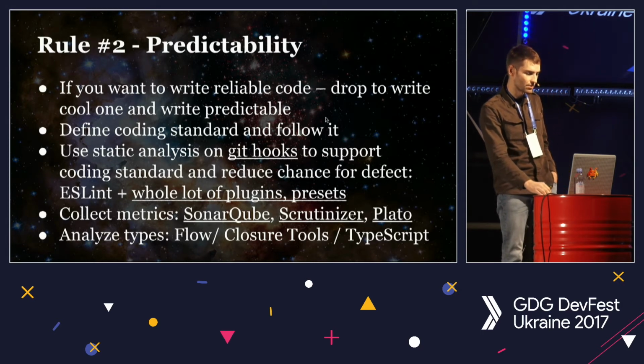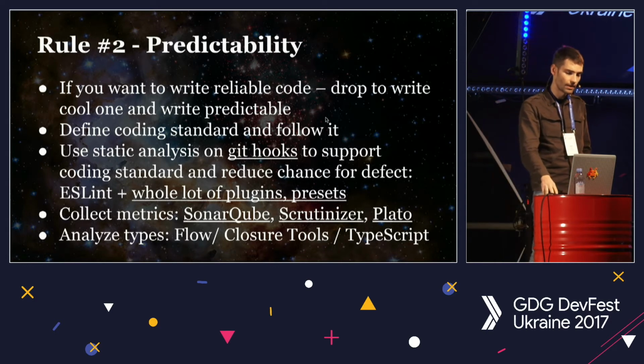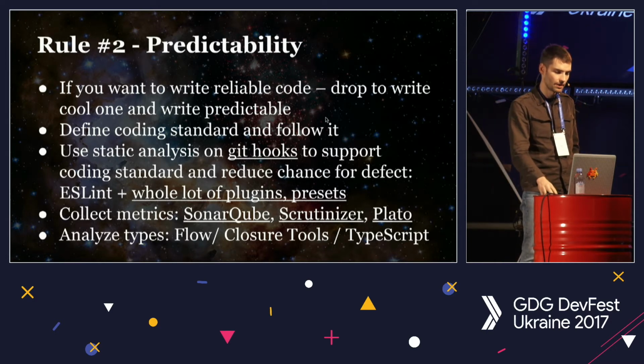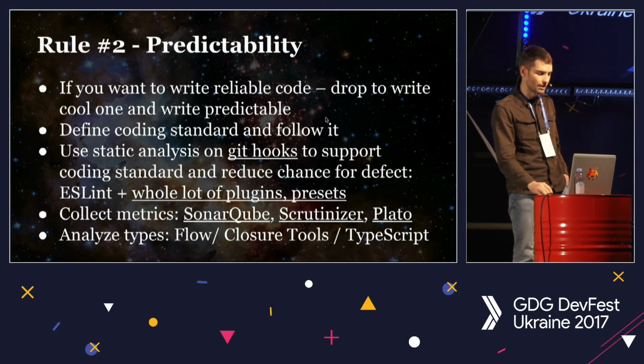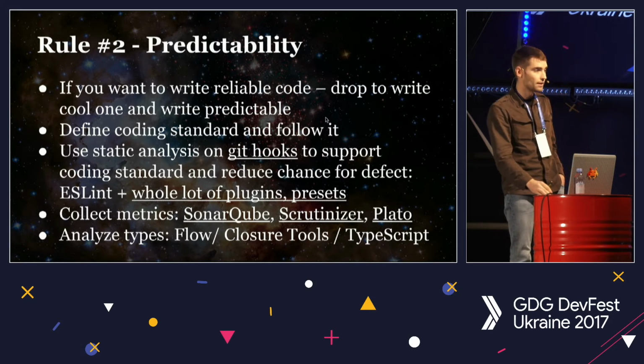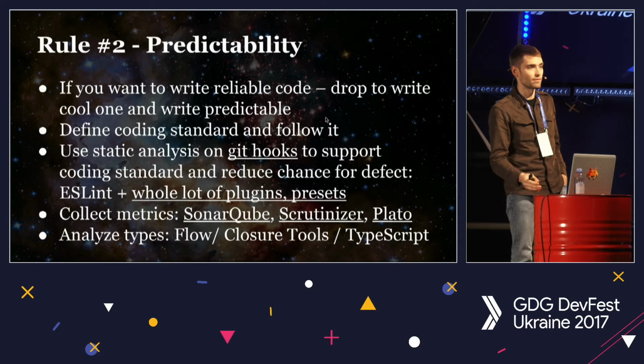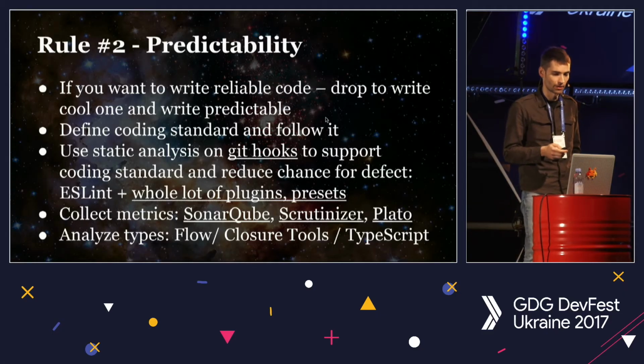Collect metrics to keep a hand on the pulse of your code. You can use SonarQube, Scrutinizer, or Plato for collecting them. And static types. Currently we are starting to use static types for JavaScript. It's definitely a bliss. For reliability and predictability, it's a good thing to have.